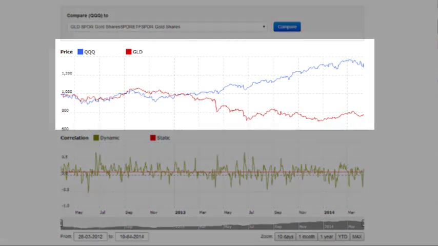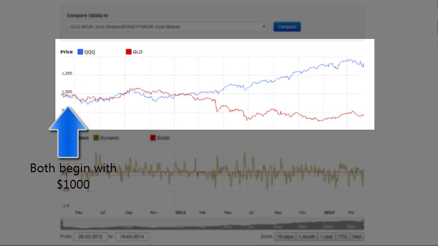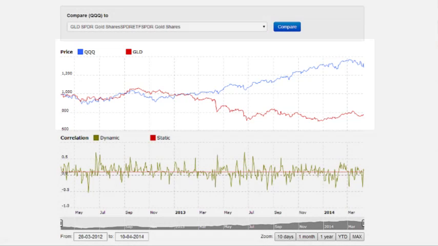The first chart tracks price movement relative to comparable $1,000 investments in each. In this example, we notice a strong divergence beginning in 2013.